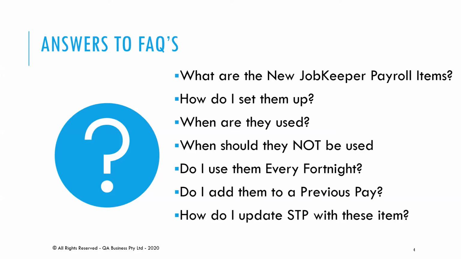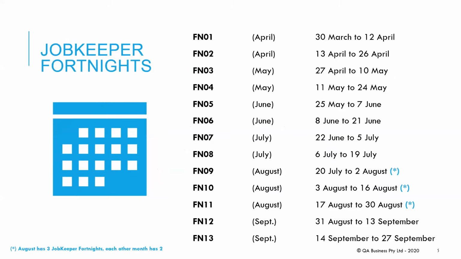How do we then update our Single Touch Payroll for these items and let the ATO know that I've had a start period of 01 for the first fortnight in JobKeeper? By letting the ATO know that, you've got to do it quickly. It's something that's got to be done probably now, the end of April. You can do it later, but it may impact when you're going to get reimbursed for the JobKeeper payment.